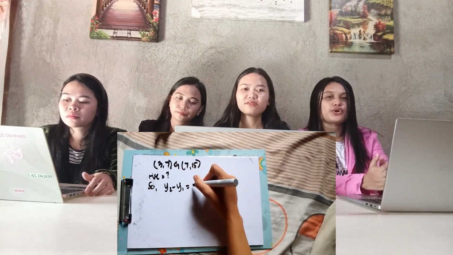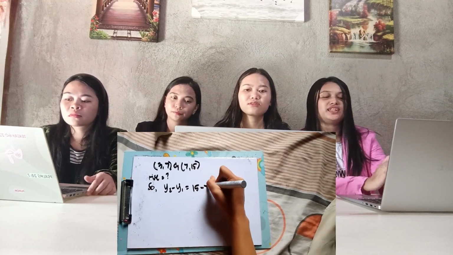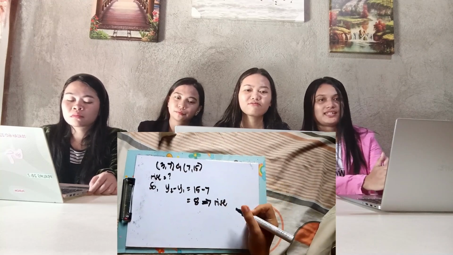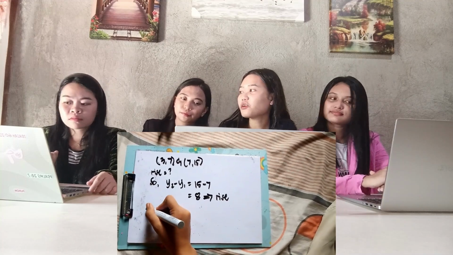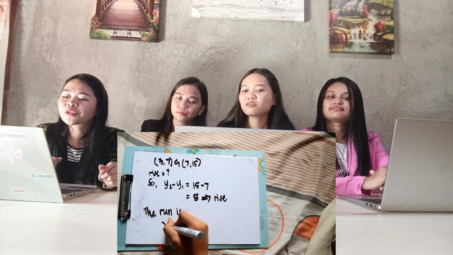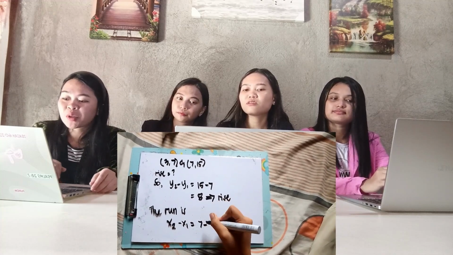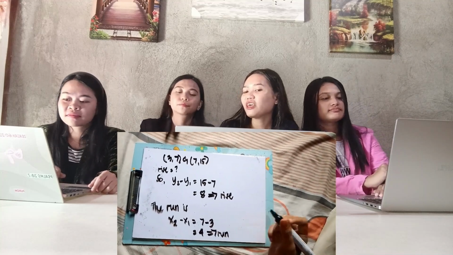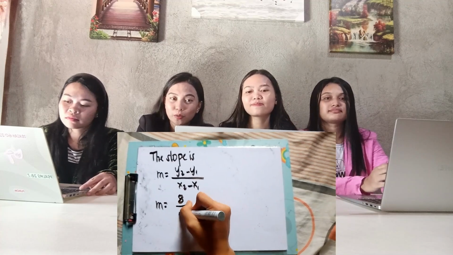Of course. So we have y2 minus y1, which is 15 minus 7, which gives us 8. So that's our rise. Great! Now, Justin, what's the run, or the change in x? Well, the run is x2 minus x1, so it becomes 7 minus 3, which equals 4. That's the run. Now, Ruby, can you finish it off and calculate the slope? Okay, so the slope is m equals 8 over 4, which equals 2.